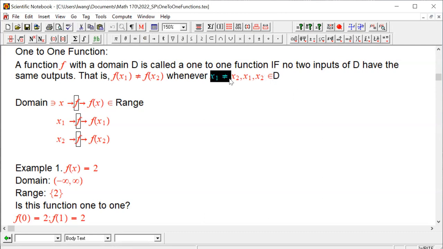Okay, of course, they're not the same, and their respective outputs are not the same either. If this condition is satisfied for any two arbitrarily chosen inputs, then it is a one-to-one function. So for input x1, we have an output f of x1. For input x2, we have an output f of x2. So whenever the two inputs are different, the outputs are different as well. If these conditions are satisfied, it's a one-to-one function.